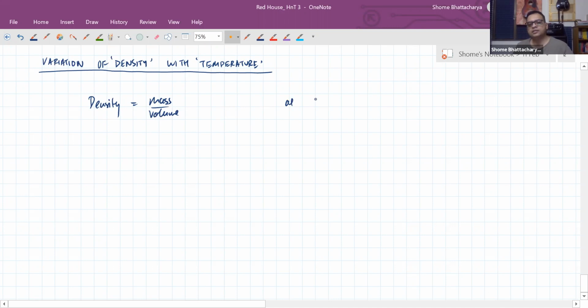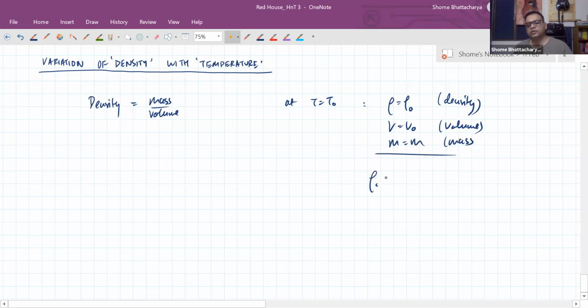At a temperature T naught, let us say the density is rho naught, and the volume is V naught, and the mass is M. That does not change with temperature. So rho naught is equal to M by V naught. This is at this temperature. Now at a new temperature, we want to calculate how much the density is becoming.